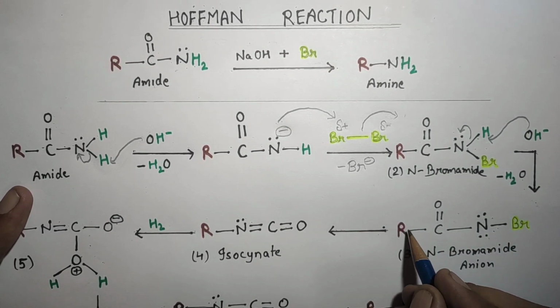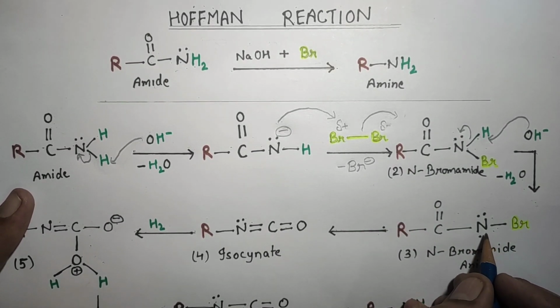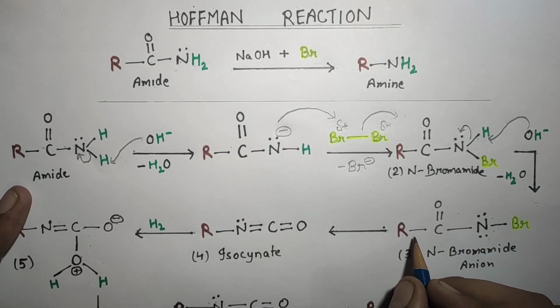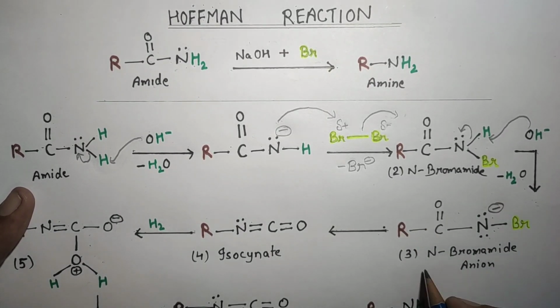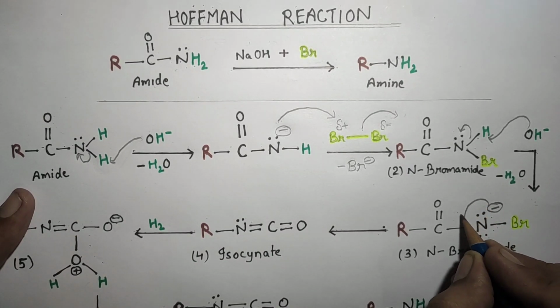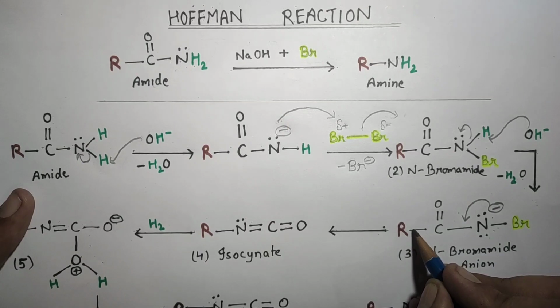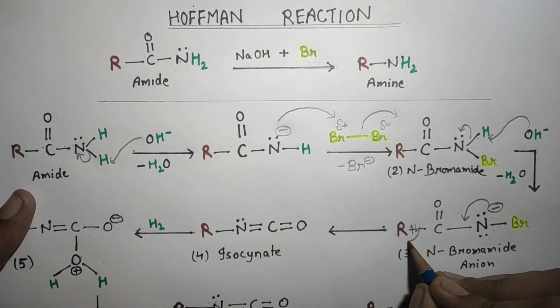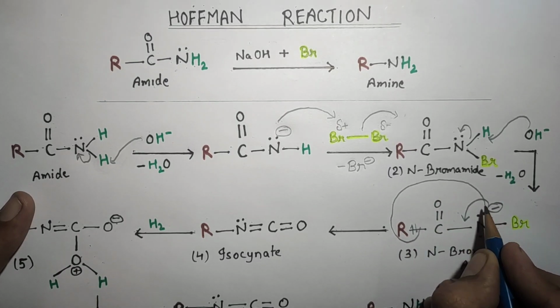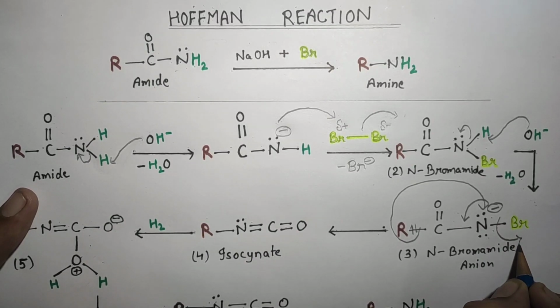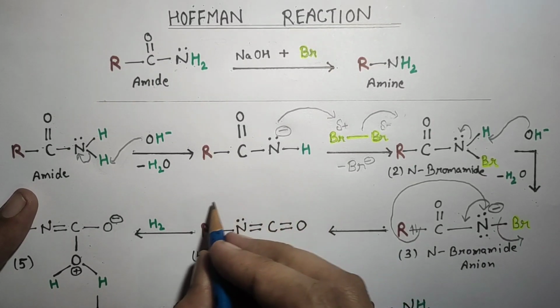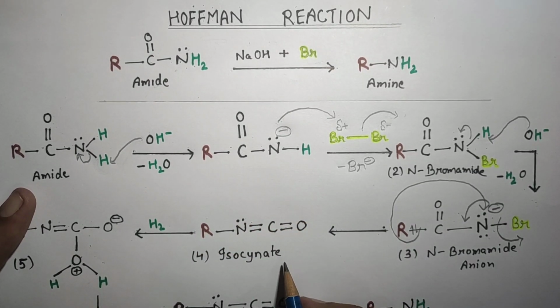Here what will happen is this R group will migrate to nitrogen. Remember, if this R group has any kind of stereochemistry, then there will be retention of configuration. Now what will happen here is this negative charge of this N-bromoamide ion will form a bond here, and at the same time this R group will take these electrons and migrate to nitrogen, and bromide, being a good leaving group, leaves this molecule and gives rise to this isocyanate species.